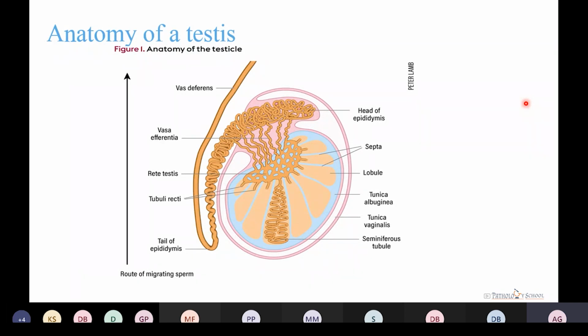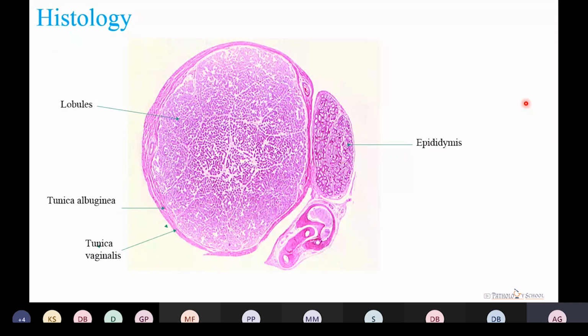Each lobule contains numerous seminiferous tubules, which are the functional unit of a testis. These tubules converge to form the excurrent duct system known as tubuli recti, which drain their secretions into the rete testis, which further drains into the epididymis and so on. This is a normal histological section of the testis.